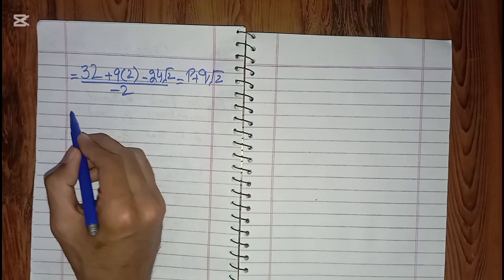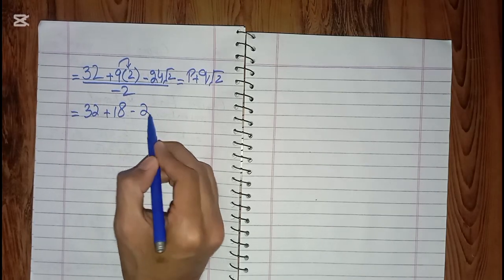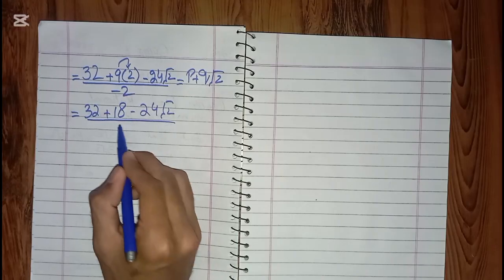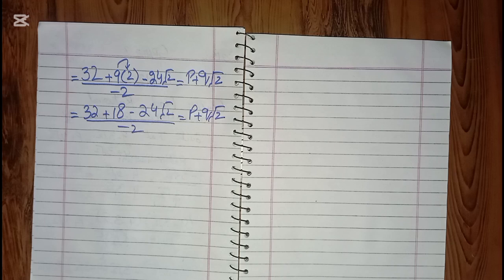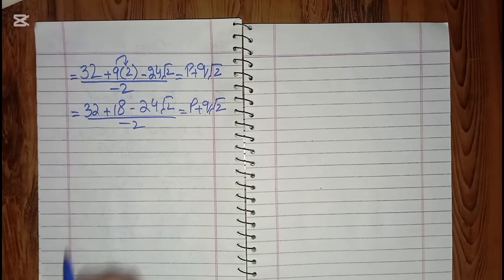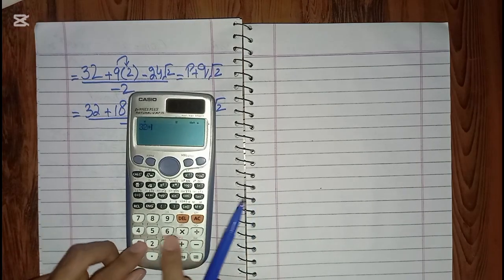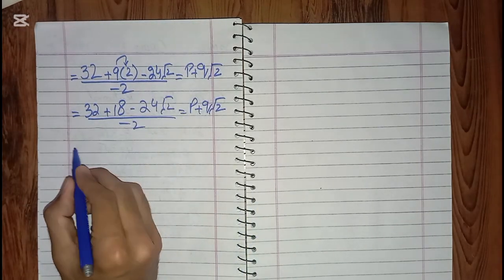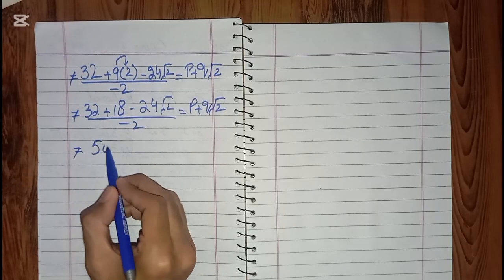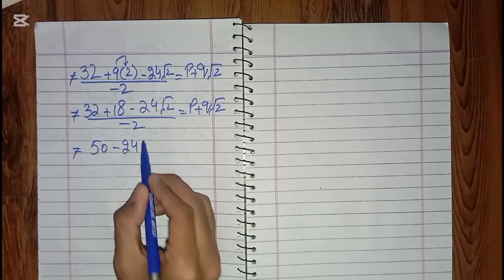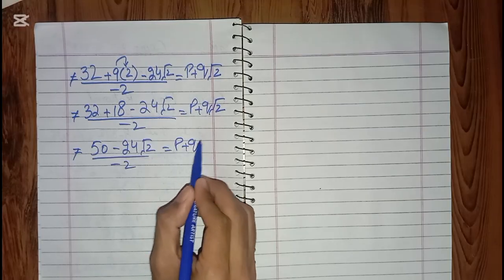Now 32 is written as it is, 9 multiplied with 2 you get 18, and minus 24 square root 2 as it is, and minus 2 as it is, and you write p plus q square root 2 as it is. Here you see both of these numbers are adding, and if we add 32 with 18 you get 50. Your answer is equal to 50 and minus 24 square root 2 as it is, and minus 2 in the denominator, and your answer is equal to p plus q square root 2.